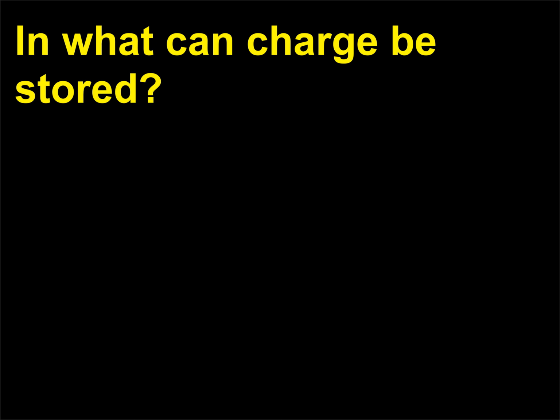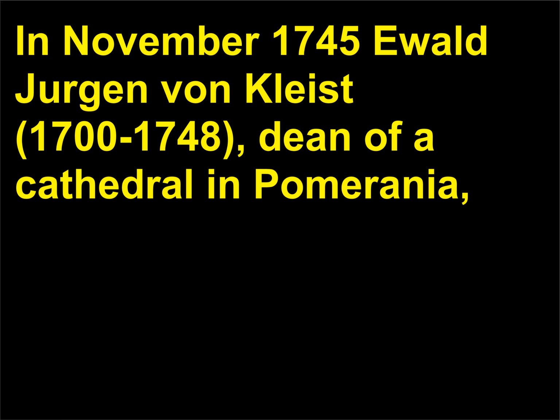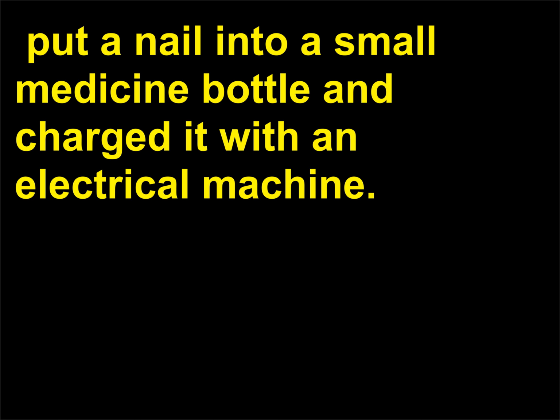In what can charge be stored? In November 1745 Ewald Jürgen von Kleist, 1700 to 1748, dean of a cathedral in Pomerania, put a nail into a small medicine bottle and charged it with an electrical machine. When he touched the nail he received a strong shock.